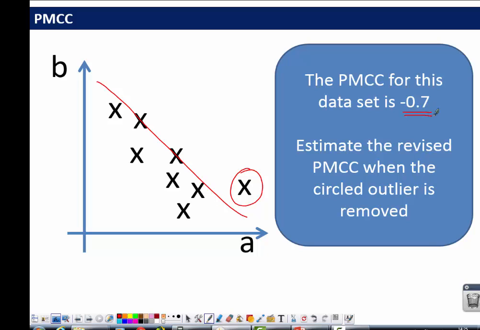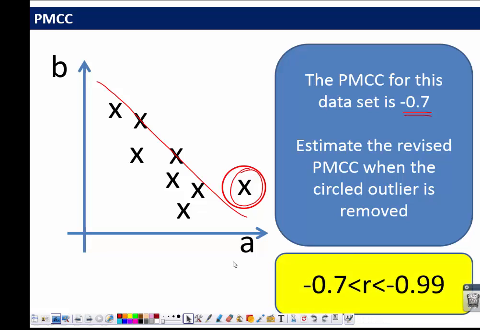So the PMCC will now be, the outlier has been removed, so in magnitude, my PMCC will be more. Or you could think that my correlation will be stronger. It's still going to be negative, so it's going to be stronger negative, closer to -1, so I'm going to estimate minus 0.8. In fact, any value between minus 0.7 and minus 0.99 would be accepted. Minus 1 would not be accepted because it's not perfect correlation, but it's to show you anything there would be.